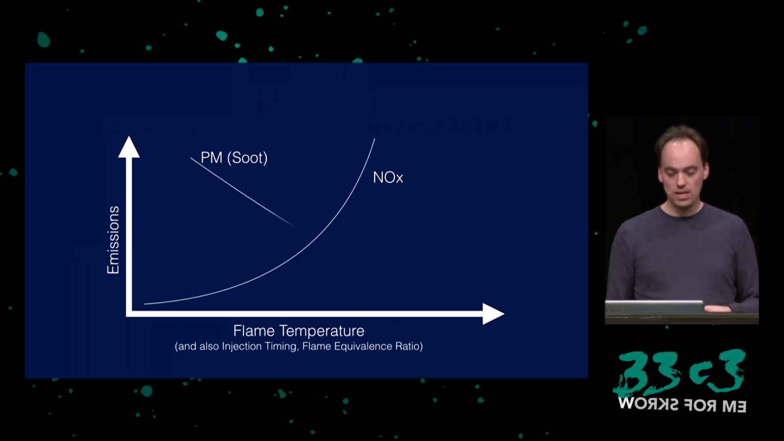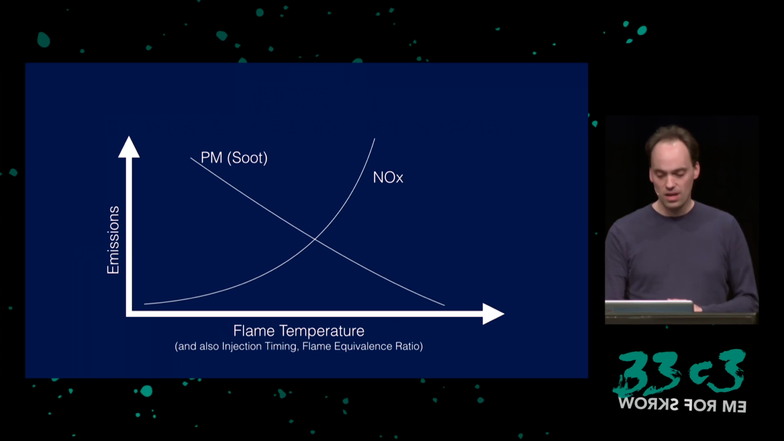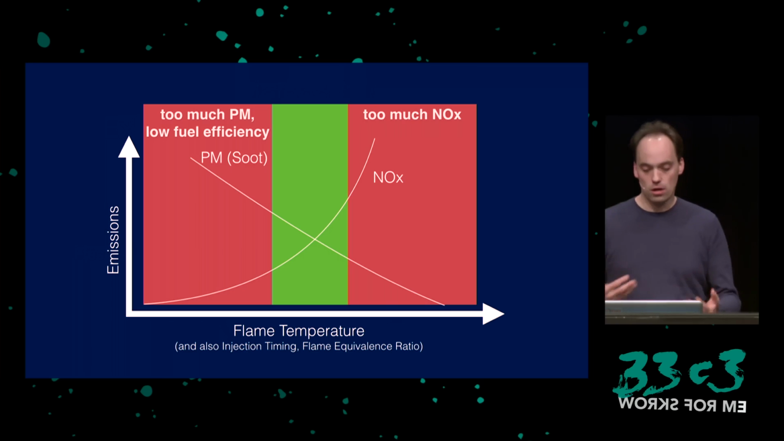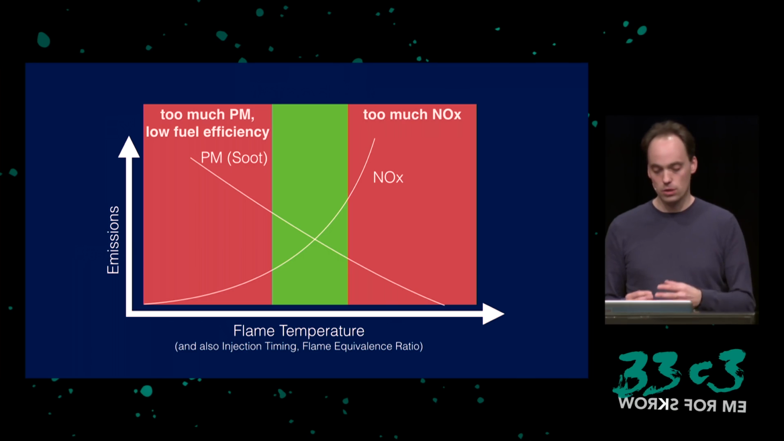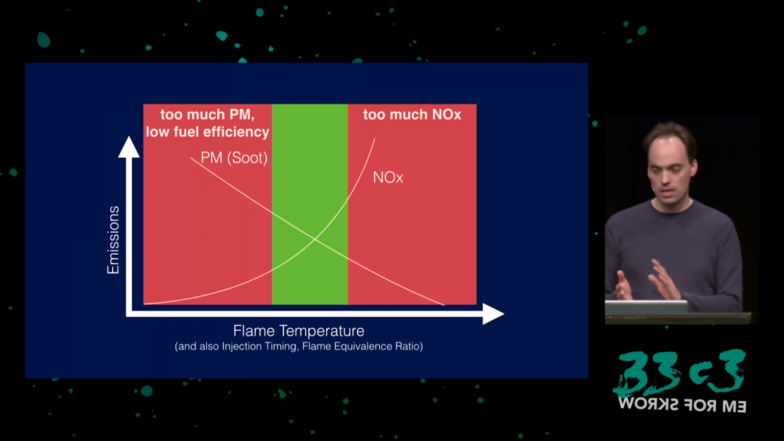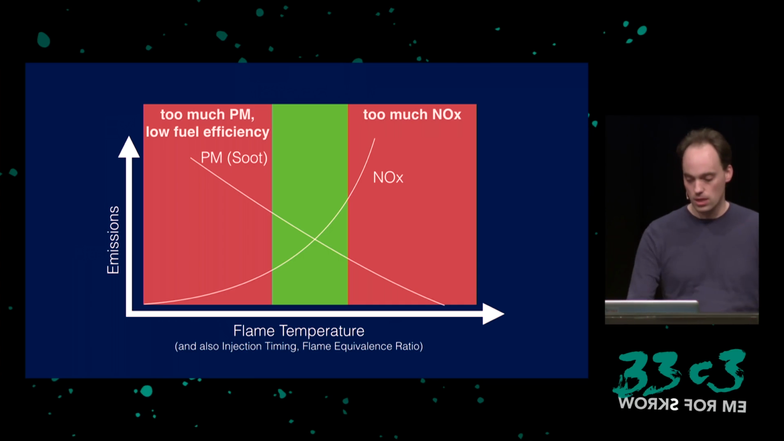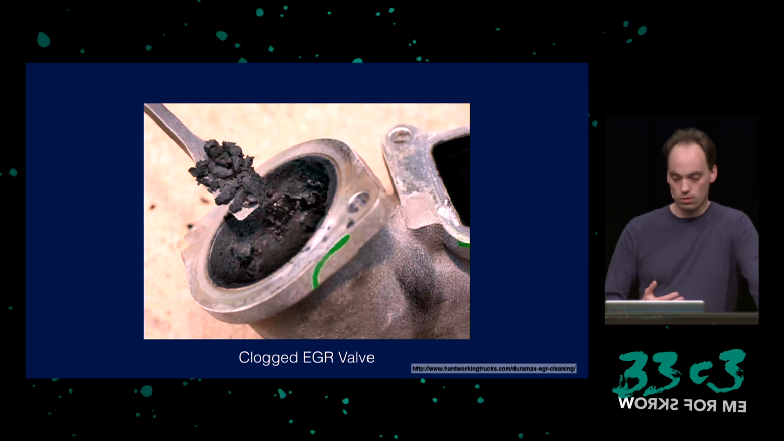However, at the same time, you're increasing the soot level, or the particulate matter. And so there is this trade-off. If you do too much of EGR, too much of the exhaust gas recirculation, you're getting too much soot. On the other hand, if you do too few, you get too much NOx. So you can argue that the green area isn't really great because there's no point where both of them are great. And here we see the result of a clogged EGR valve. So if there's too much soot, it will clog.